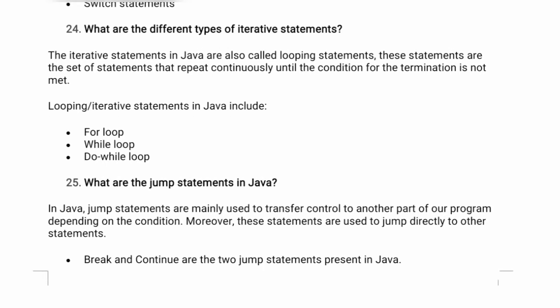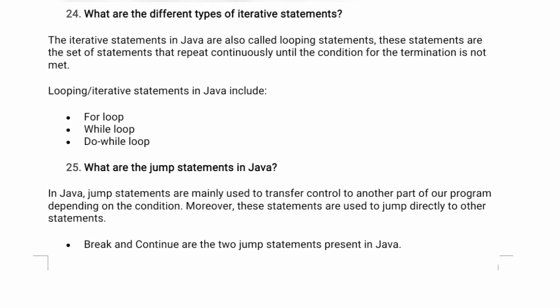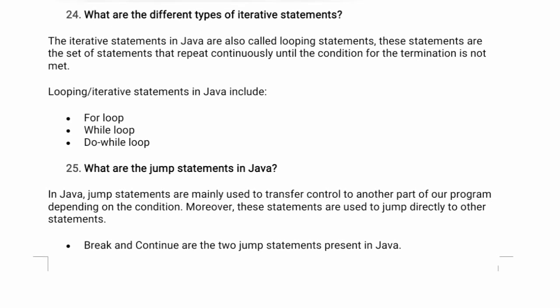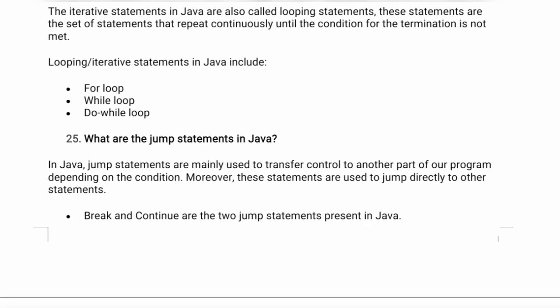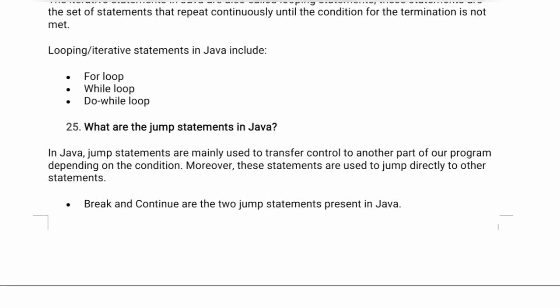What is the difference between while loop and do while loop? The while loop is an entry controlled loop. Here first the condition is evaluated. If the condition is true, then the statements are executed. Whereas do while loop is an exit controlled loop. Here the statements are first executed, then the condition is evaluated. If the condition is false, the loop will be terminated. If the condition is true, again the statements are executed. That is the difference between while loop and do while loop. I hope it is clear.